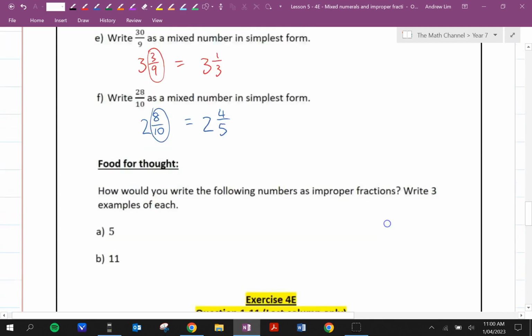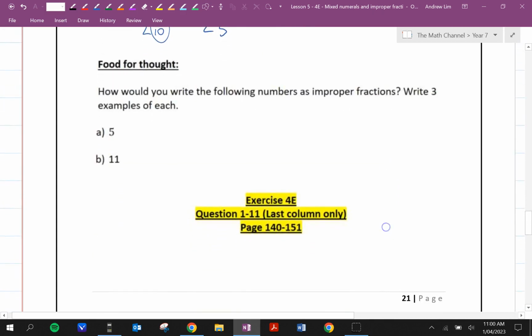Alright, food for thought. How would you write the following numbers as improper fractions? Write 3 examples of each. Now if you're by yourself, see if you can come up with a way to write 5 and 11 as a fraction. If you're in a class, maybe discuss with the people around you, write down some examples, and then check your answers.